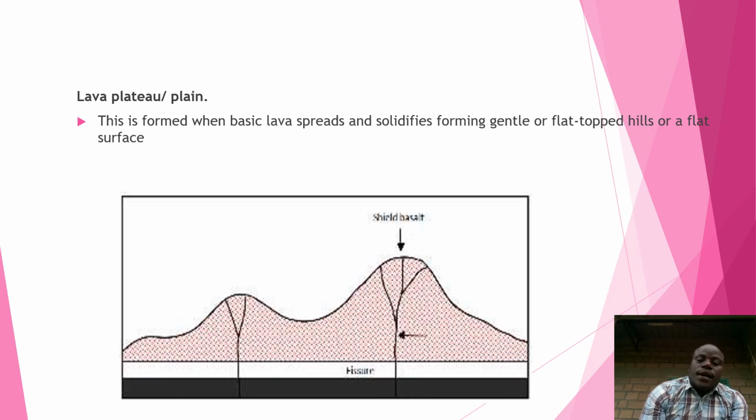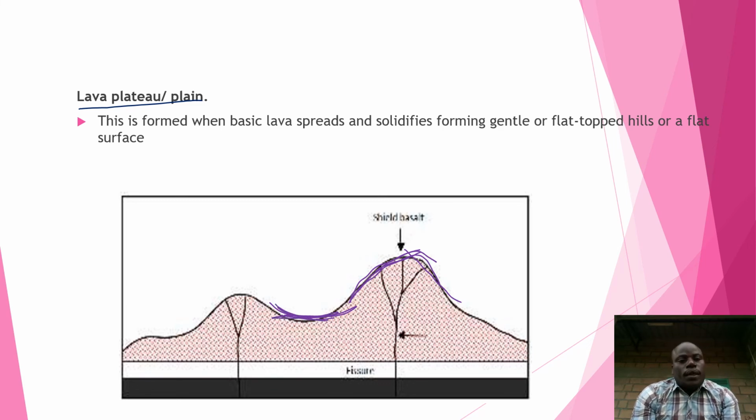We have lava plateau or lava plain. I think these are two in one. We have a plateau and plain. A plateau is a flat-topped hill, and a plain is an extensive lowland area. So how do these ones form? If you check on the diagram, this is a hill which is almost flat on top. This is a plateau. And if you check here, these are lowlands but extensive in nature.